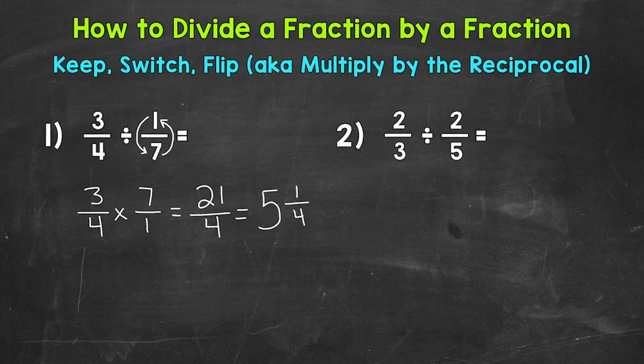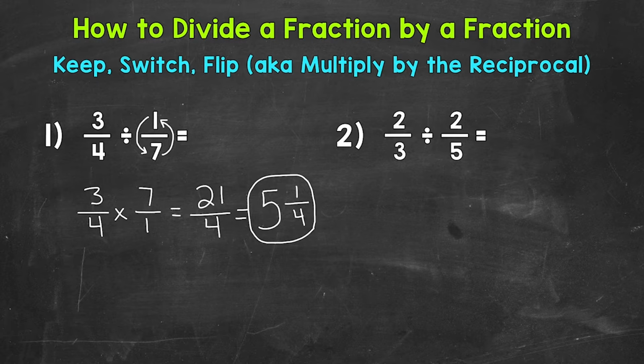Always look to see if you can simplify the fractional part of a mixed number. 1/4 is in simplest form, so we are done. 5 and 1/4 is our answer for number 1. So 3/4 divided by 1/7 equals 5 and 1/4.